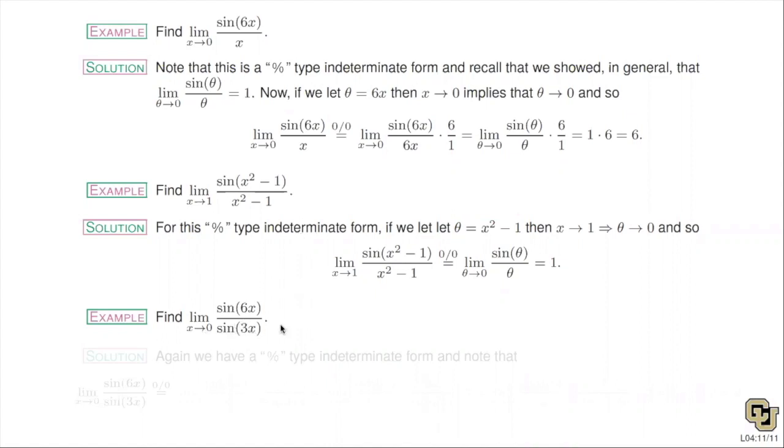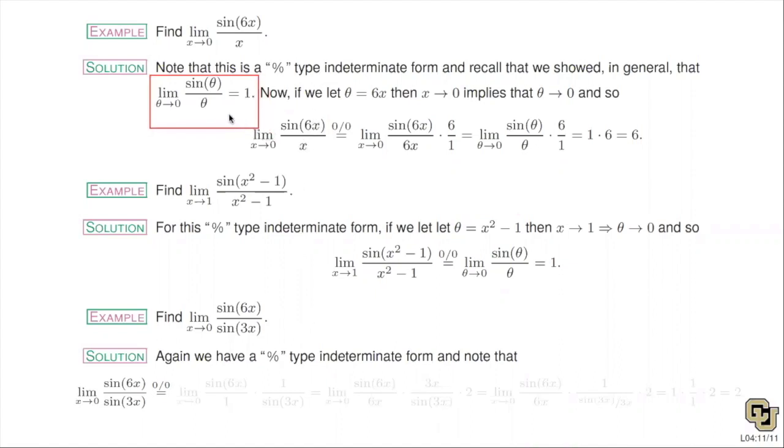Here, if you plug in 0, you get 0 over 0. And because of the sine functions, I want to try and use our identity here. So now the trick is just algebraic manipulation. Look, I break it up. In the denominator here, I need a 6x. And in the numerator here, I need a 3x. But I have to make sure my equation stays balanced, right? So I divided by 6x here. I multiply top by 3x.